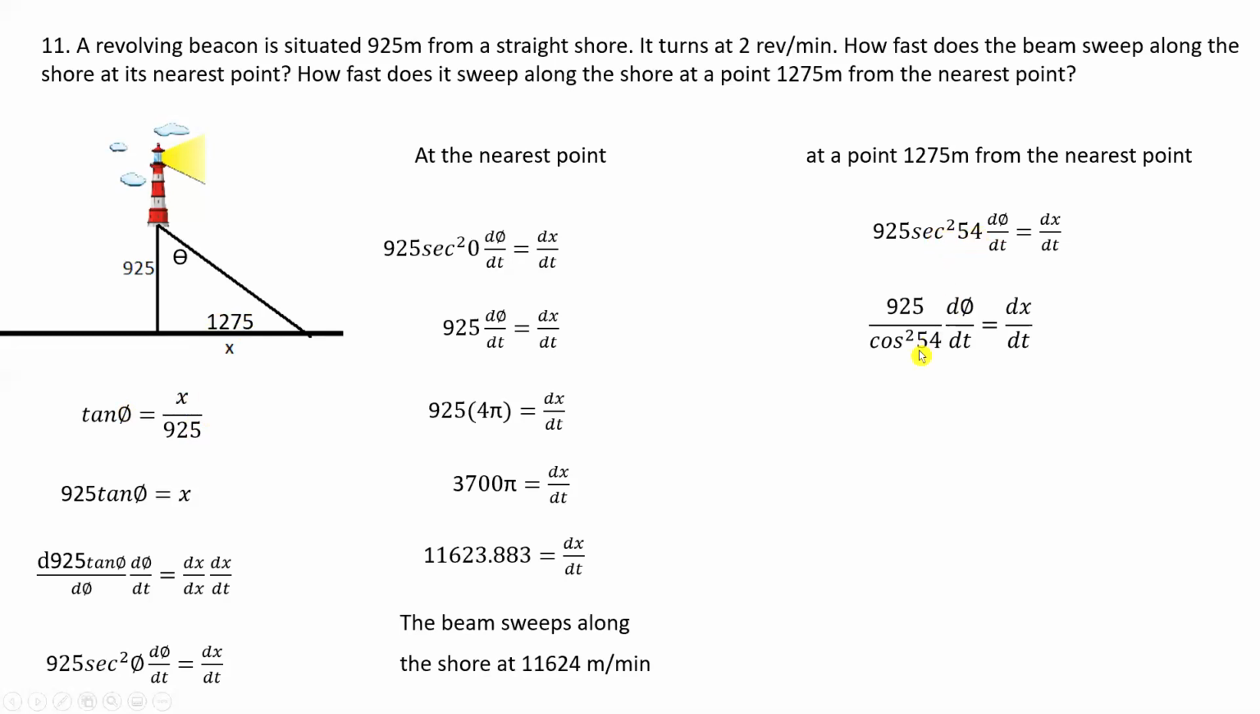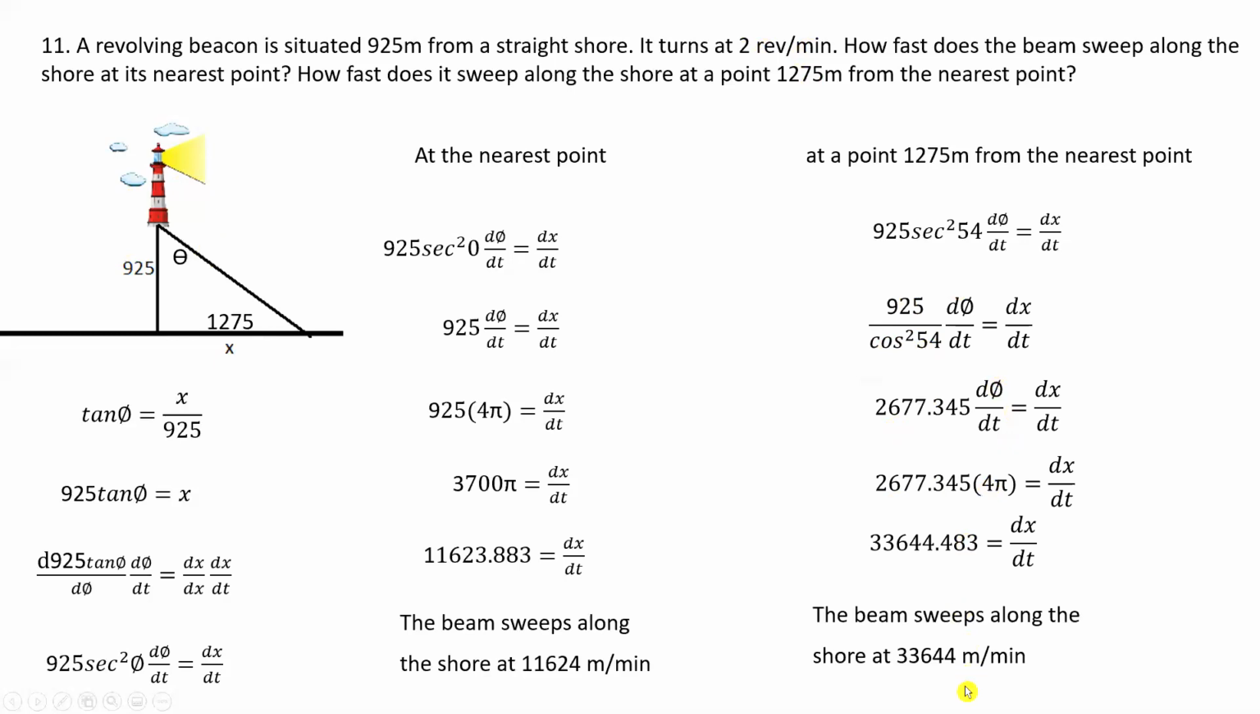Secant of 54, 1 over cosine 54. And if secant was squared, so is cosine. And then you can work that out on your calculator. So we calculate the cosine of 54, square it, divide 925 by that, and that gives us 2677.345. d theta dt. How fast is that beam moving? 2 pi and 2 pi again, because it's still 2 revolutions per minute. That gets multiplied by 4 pi. And there's our answer. So the beam sweeps along the shore at 33644 meters per minute when you're at this point. Faster than when you're at that point.